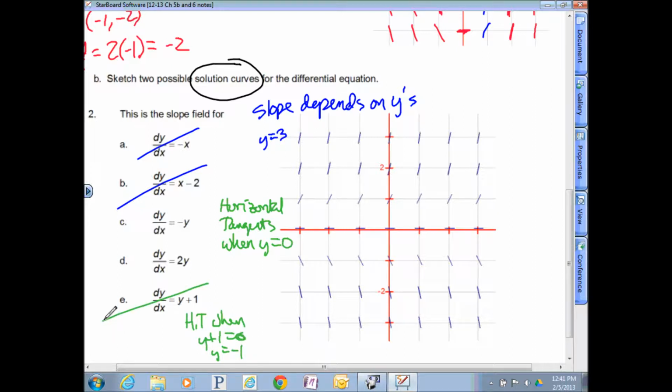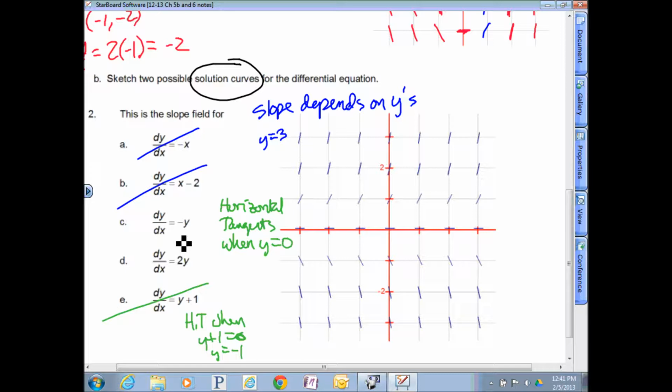So I'm down to either C or D. Your last choice, well, if I look at this, the last thing I would look at is, I see positive slopes when I use positive y values. I see negative slopes when I use negative y values. Which one of C or D fits that description?